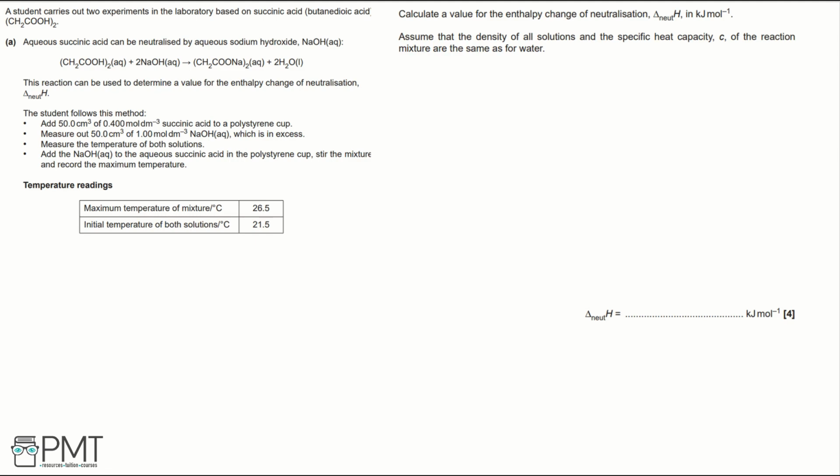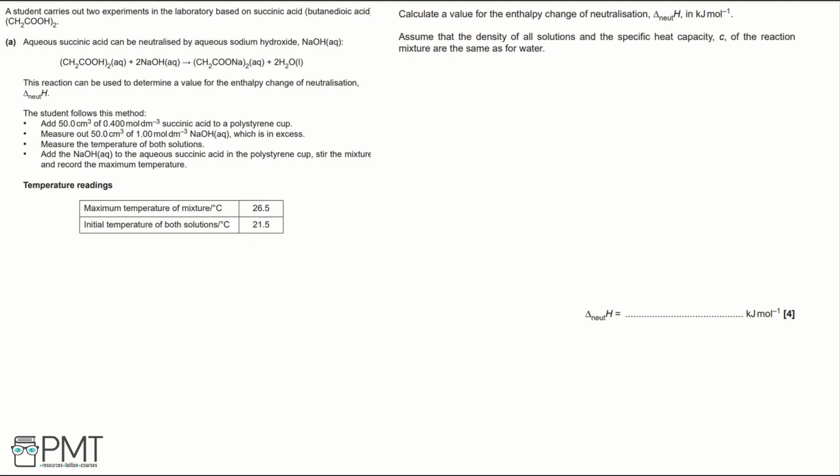Add 50.0 cm³ of 0.400 mol/dm³ succinic acid to a polystyrene cup. Measure out 50.0 cm³ of 1.00 mol/dm³ NaOH, which is in excess. Measure the temperature of both solutions. Add the NaOH to the aqueous succinic acid in the polystyrene cup. Stir the mixture and record the maximum temperature.